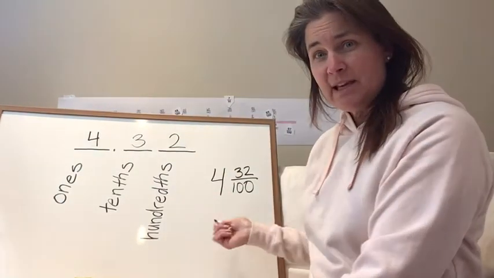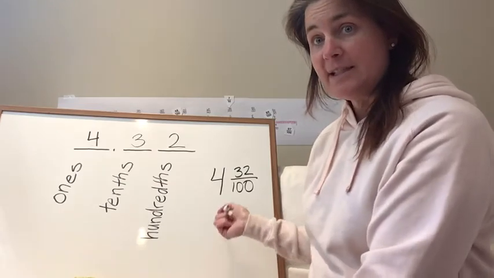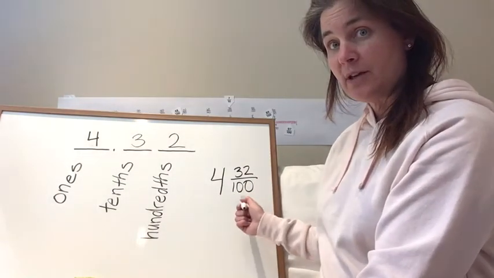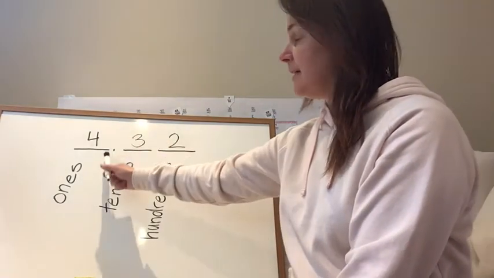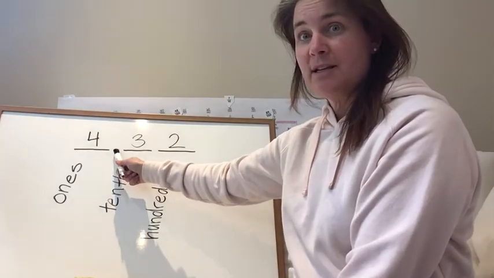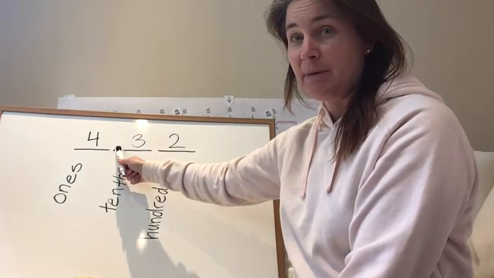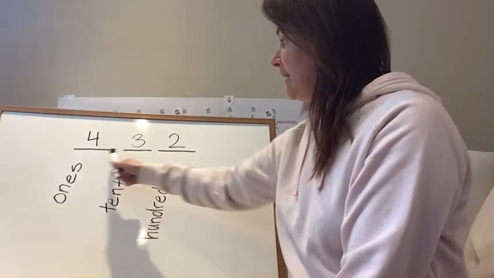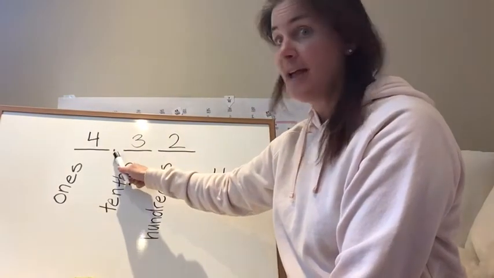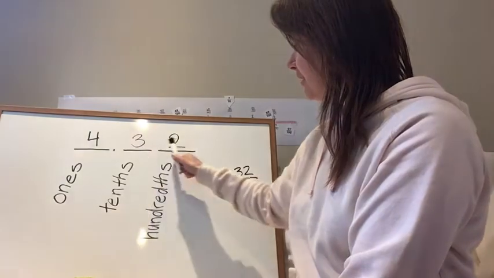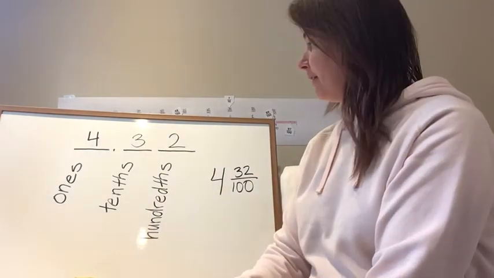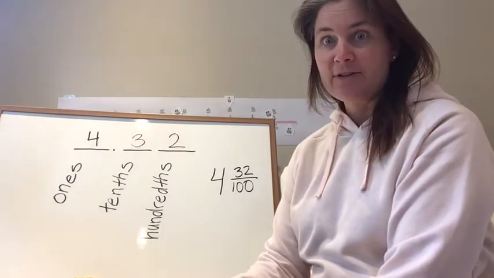And so when you see a mixed fraction like this, the way you would say it is 4 and 32 hundredths. When you see a decimal like this, where this decimal is, you say and. That's going to be our word. So when you're reading this out loud, you would say 4 and 32 hundredths. All right, so that's our lesson for today.